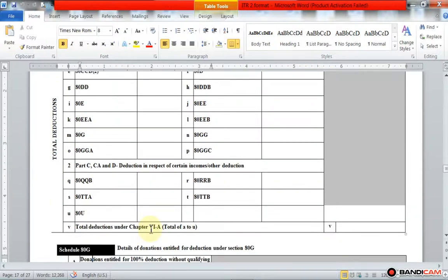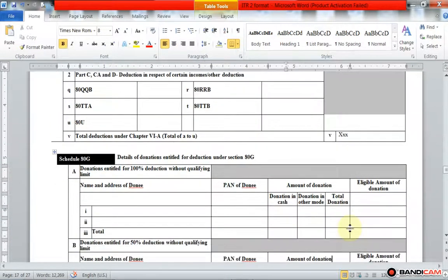Then we make a total, that is total deduction under Chapter 6A, in the fifth column here. Then Schedule 80G, in respect of donations. 100% donation and 50% donation are allowed for deduction. We already provided you a list of donations allowed at 50% and at 100%. The assessee will have to furnish the information relating to donations in this column. Donations entitled for 100% deduction without qualifying limit: there is no qualifying limit if 100% donation is allowed for deduction.